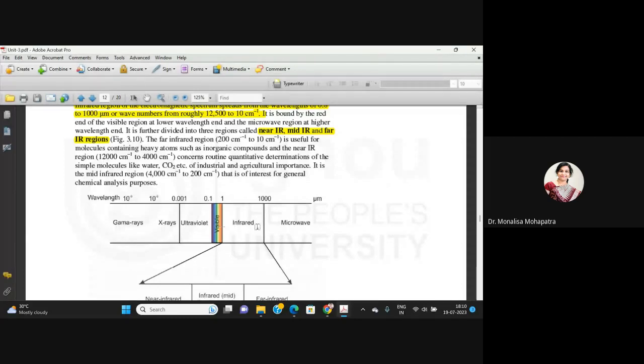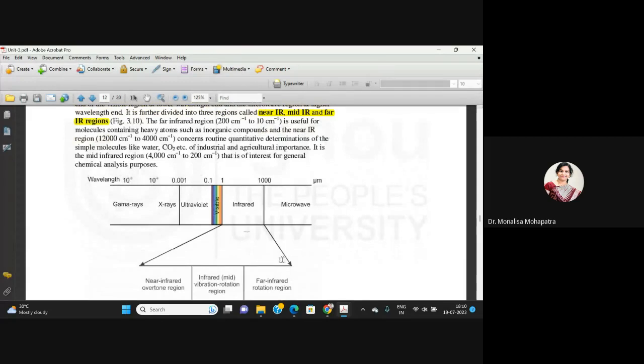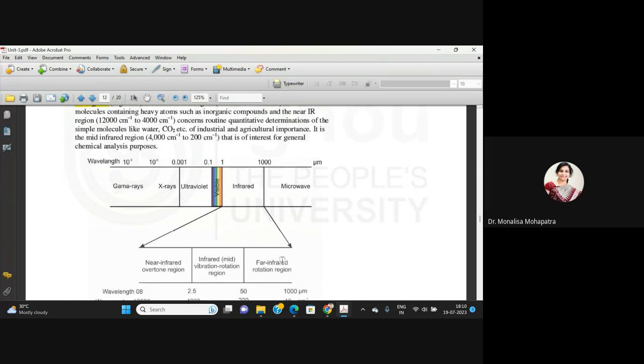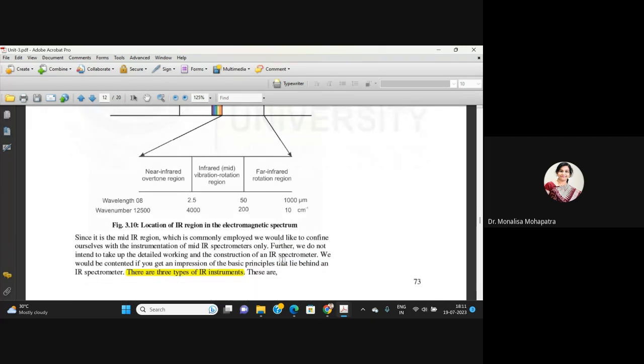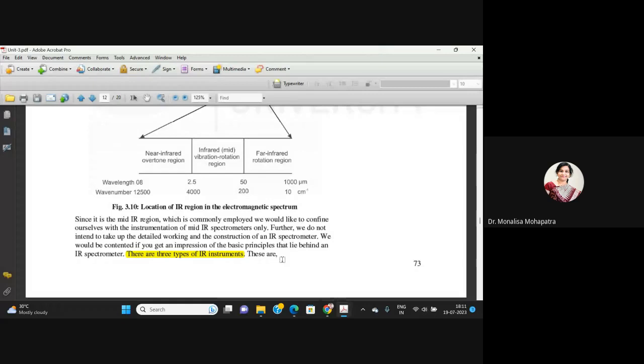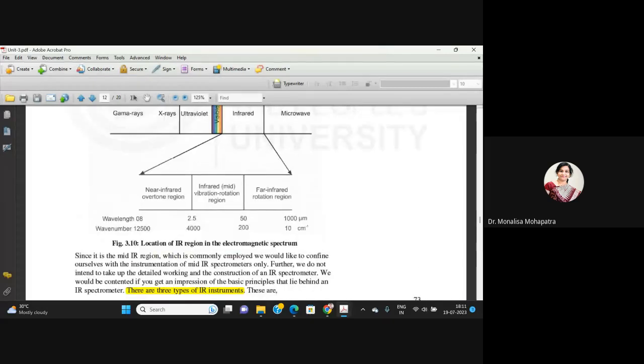Okay. So again, this IR region is divided into three parts: near IR, which is close to your visible region, then your mid IR region, then your far IR region. So a few molecules can be studied in the far IR region, few in the near IR region, and few in the mid-IR region, depending on the nature of that molecule.